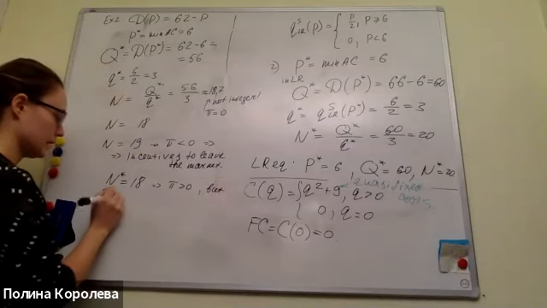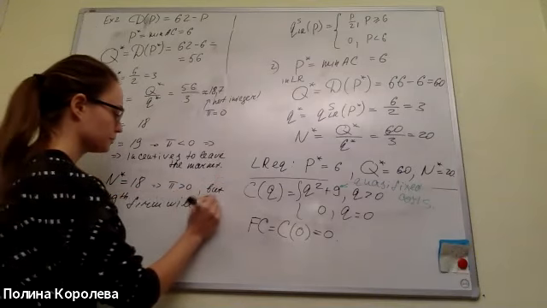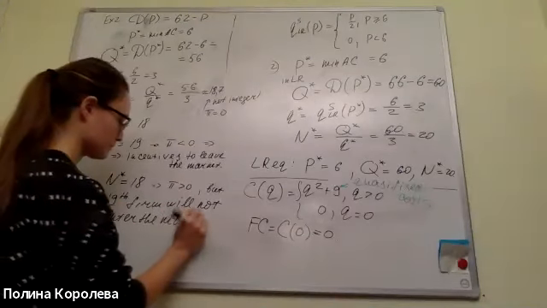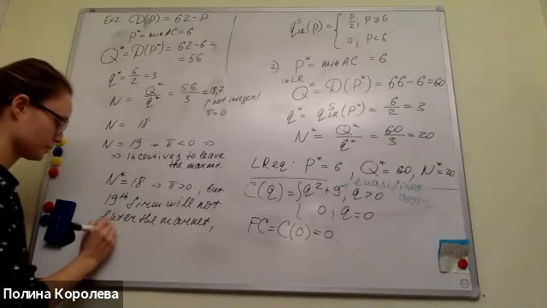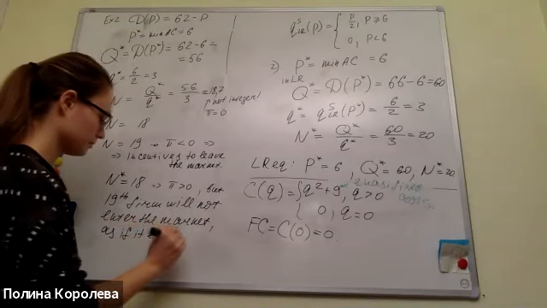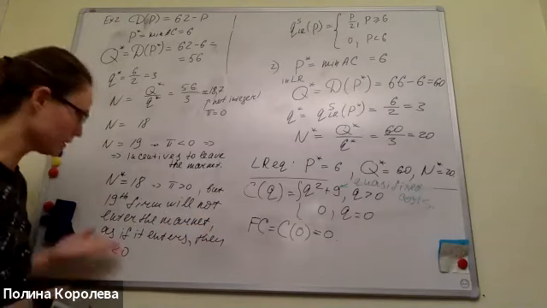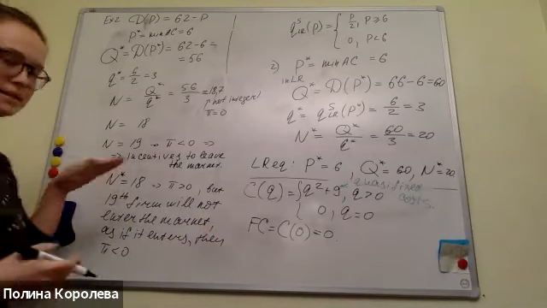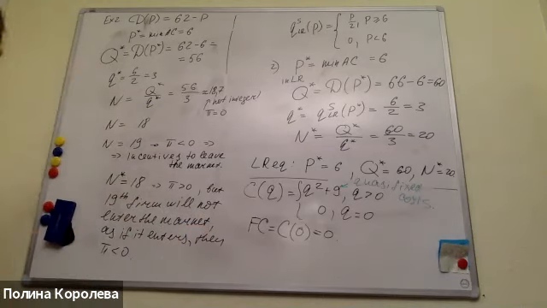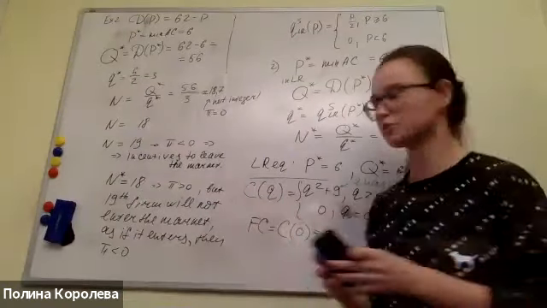Let's write down: the 19th firm will not enter the market, as if it enters, then profit is less than 0. So that's why the number of firms, 18, is the equilibrium number of firms. When nobody wants to enter or leave the market, this is the equilibrium situation.